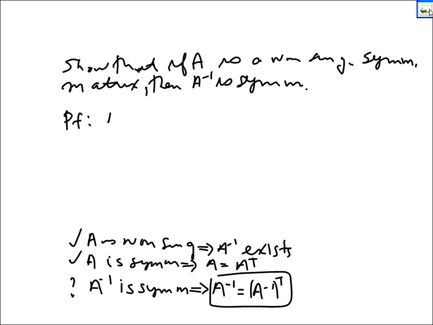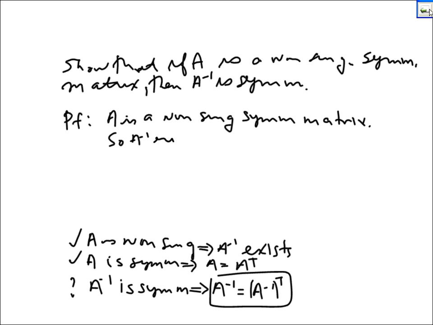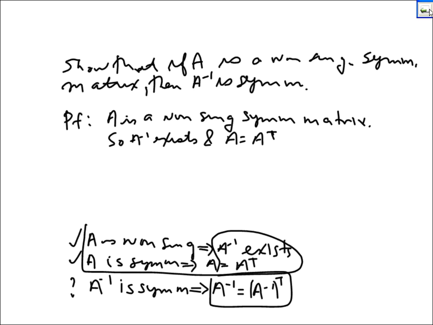Okay, so A is a non-singular symmetric matrix. So A inverse exists, and A is equal to A transpose. I wrote down what the first two statements mean: A inverse exists, and A equals A transpose.